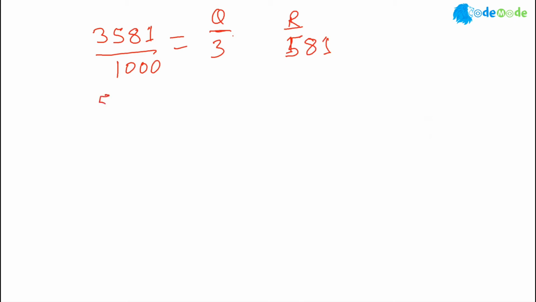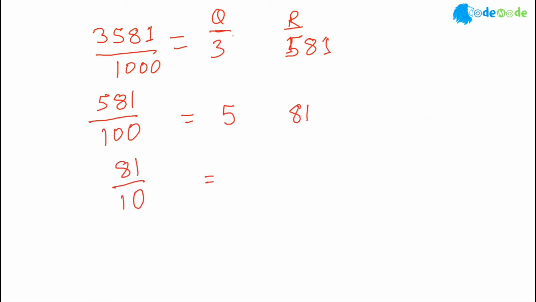Now, if I take remainder 581 and divide this time by 100, then my quotient will be 5, remainder will be 81. If I take 81 and this time I divide by 10, my quotient will be 8 and my remainder will be 1. That's it. So you can see how by doing this, we got this out, this out, this out, and this out.